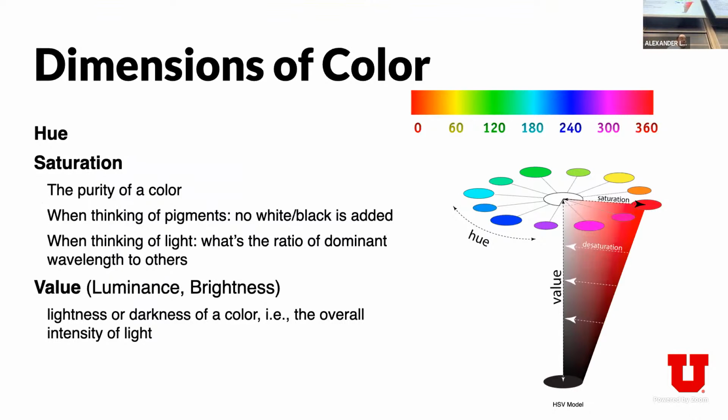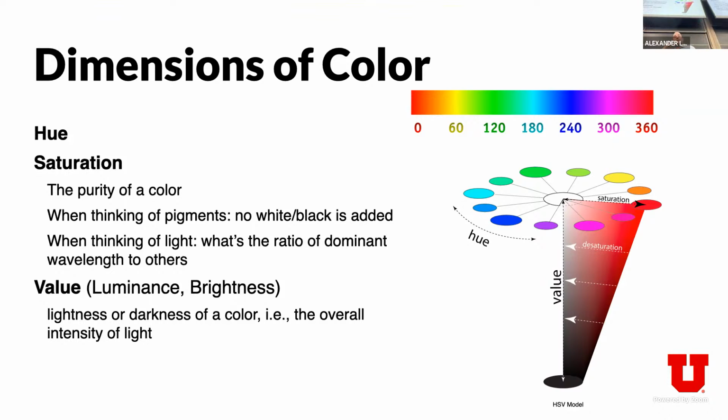And color has these dimensions. If we talk about it in terms of visualization, we have hue, saturation, and value. Hue is the thing that we tend to call color, but sometimes mean hue, right? So red is a hue. And then we could ask, is it light red? And then we also talk about saturation. Saturation would be the purity of a color.